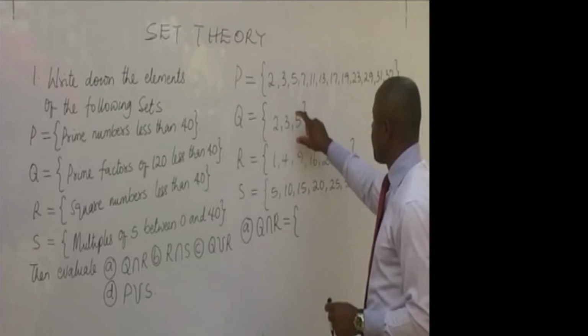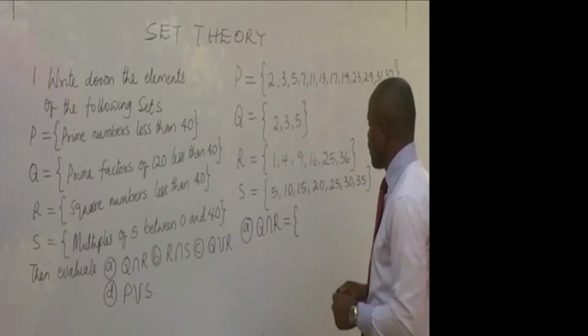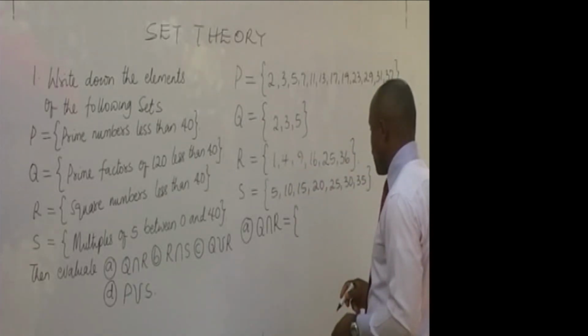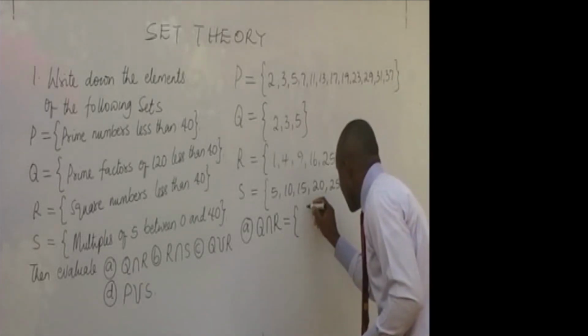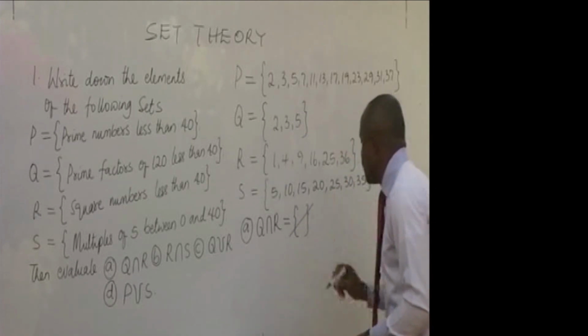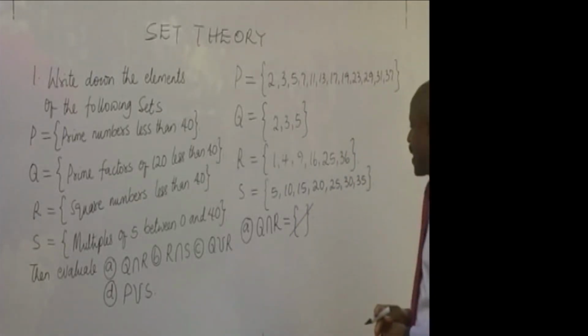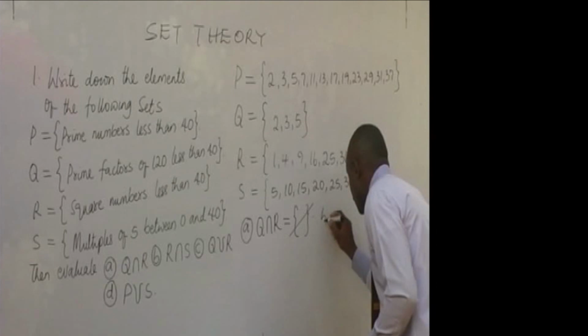There is no member of Q that is a member of R. So that set is an open set. There is no member there.